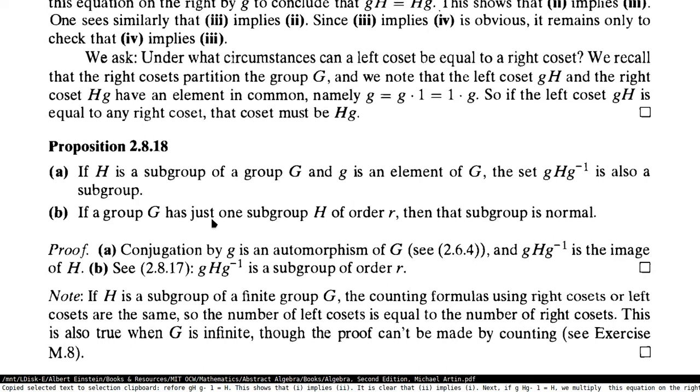And for b, if it has just one subgroup, you'll see that all the conjugates, for all the g's in the group G, are going to be in that subgroup. So that subgroup has to be... can I ask a question? Sure. Why is conjugation by g an automorphism of G? I missed that part.